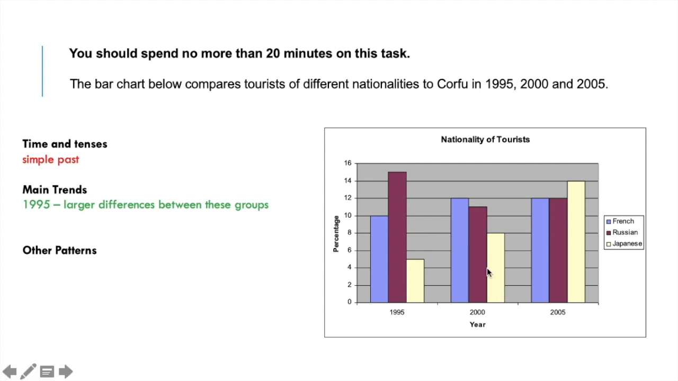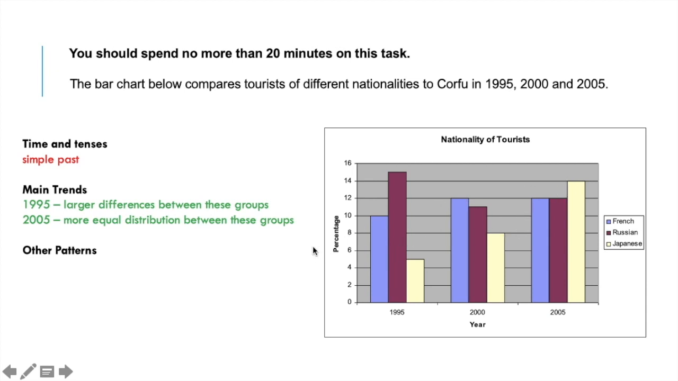There was a large difference between all of the values in this group in this year. Whereas in 2005, we've seen a more equal distribution between these 3 nationalities. And there's a certain progression there as well. So quite different here. Different, but not as much. And here they're more similar.